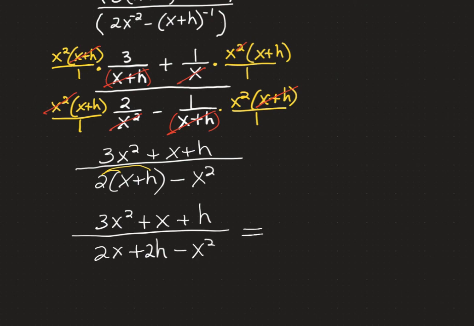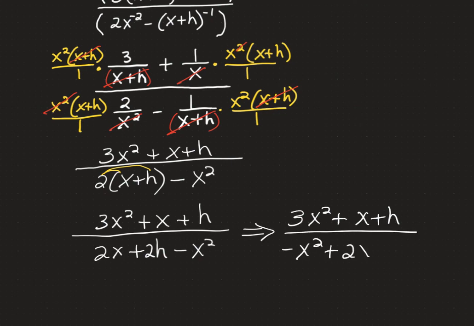And why don't we just go ahead and put these in the same order with descending powers of x in each term. And that would give me negative x squared plus 2x plus 2h. Because I know nothing about what h is, I cannot factor these. I am done. And this video is done.